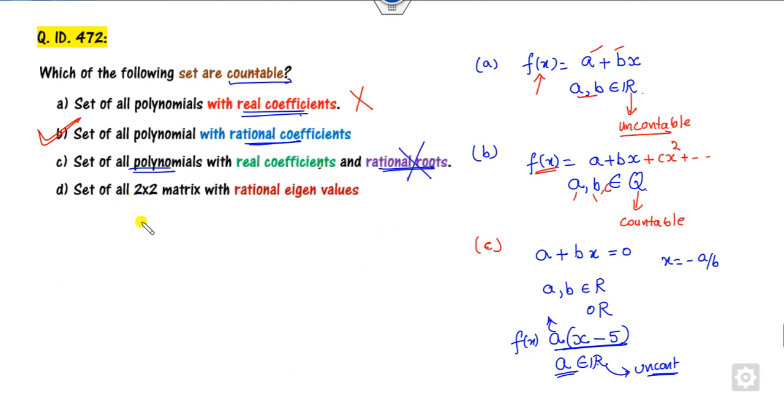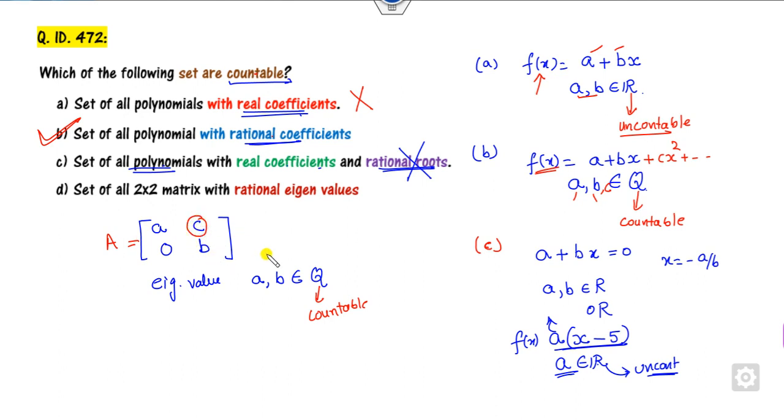Look at the next one: 2 cross 2 matrices with rational eigenvalues. What is the meaning of that? If I consider this as my a and b, and 0 here, and this say my c, it clearly says what the eigenvalues are. So the eigenvalues are a and b, which I consider rational, and we know that this is countable.